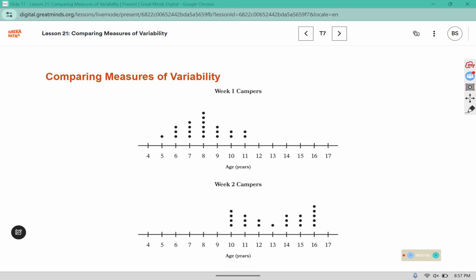And the way we see that is because the majority of the points are clustered or grouped around the mean and median. However, in week 2, most ages are clustered near the minimum and maximum values. The range tells us the difference between the minimum and the maximum, but it isn't always the best way to measure variability.